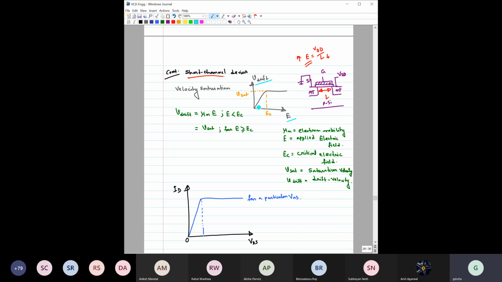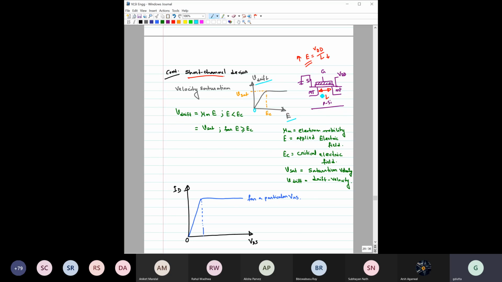You know that, so the electric field. You start from here and go to EC. Till that point, the drift velocity will increase linearly with a change in electric field, right? After that, whenever you cross this EC, the drift velocity becomes constant at a value of Vsat. So further, if you increase the field, the velocity is not increasing.